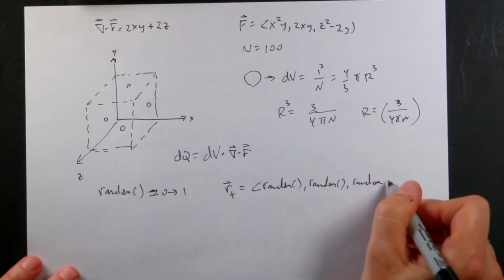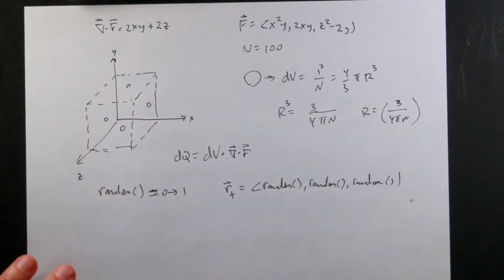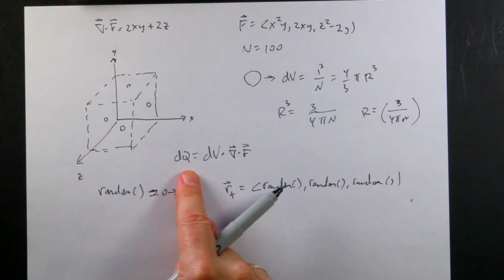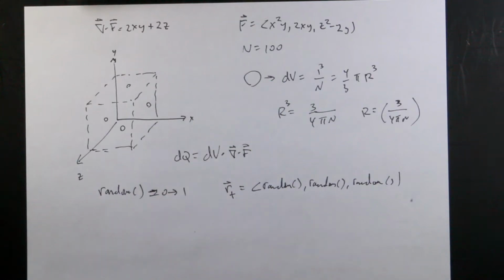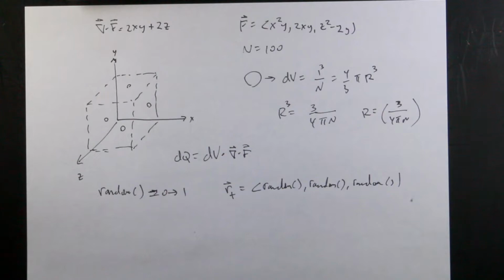And so since these all go from 0 to 1, this will be in the box. I don't have to worry about it. I'm going to make 100 points that will be in the box, and I calculate dq for each one of them, add them all up. And that's it. Okay, so now what about for the flux?